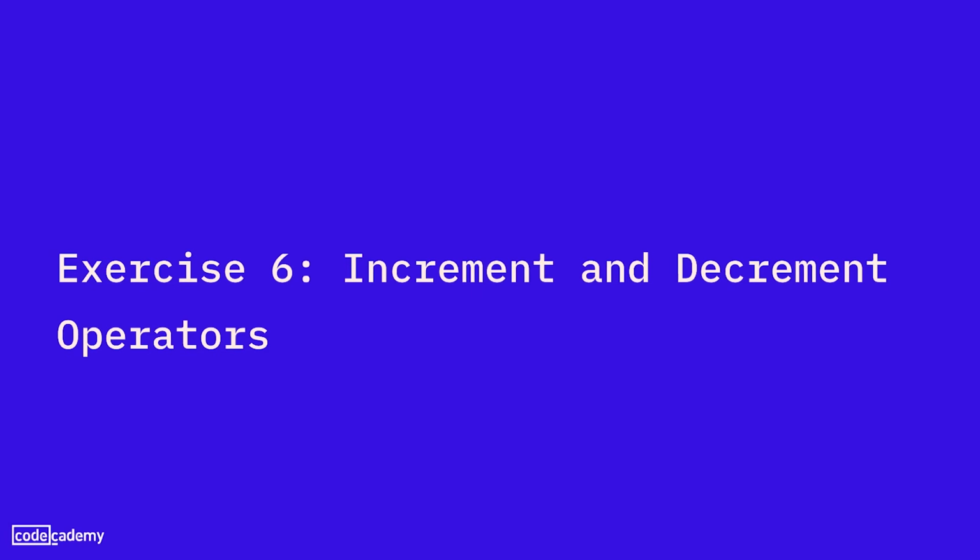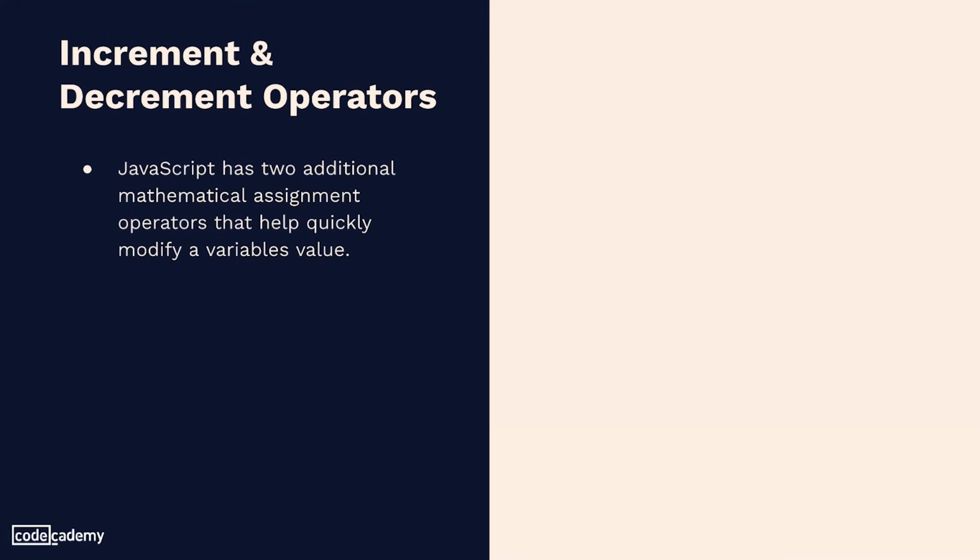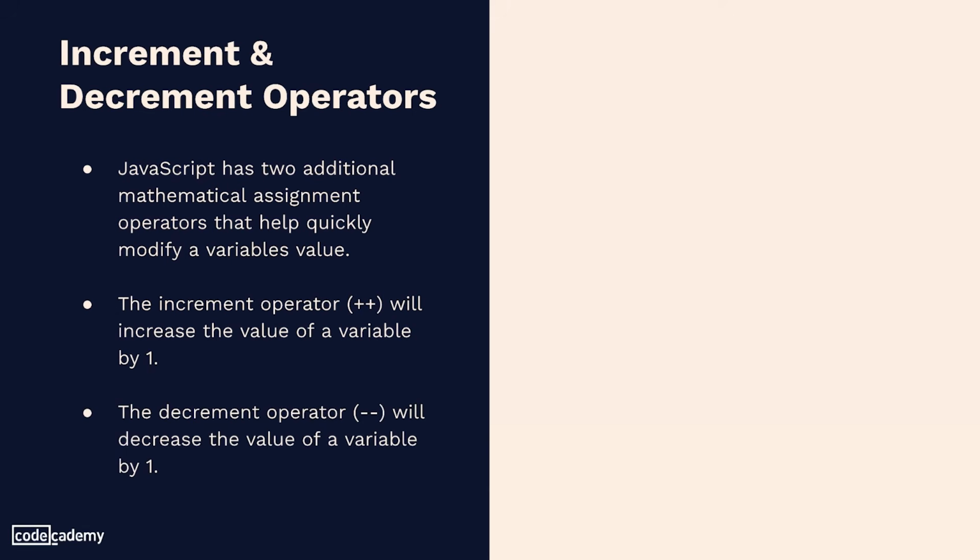Exercise 6, increment and decrement operators. In addition to the mathematical assignment operators we have already learned, JavaScript also has two additional operators that help quickly modify a variable's value. The first is the increment operator, denoted with two plus symbols, also known as plus plus. It will increase the value of a variable by 1. The next is the decrement operator, which does the opposite, denoted with two minus symbols, also known as minus minus. It will decrease the value of a variable by 1.